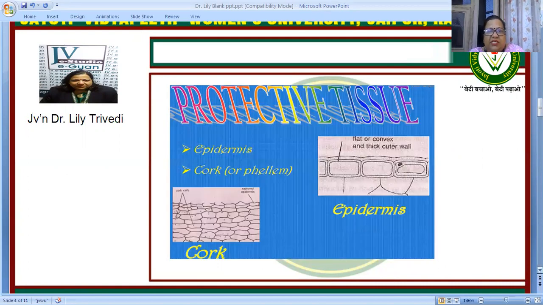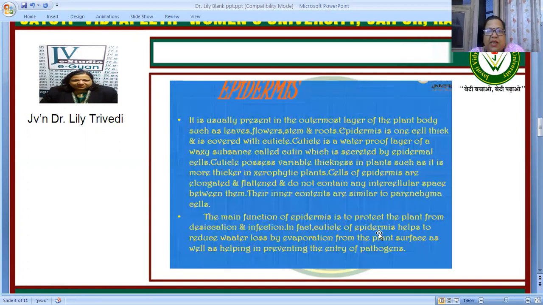Now you will ask, what is the function, or how? Here it is the protective tissue. So here you can see some cells. Now when they are present in the epidermis, they are flat or convex and have a thick outer wall. When they are present in the secondary growth as cork, they are the cork cells and they have ruptured epidermis. Epidermis, as already said, is present in the leaves, stems, flowers and fruit.